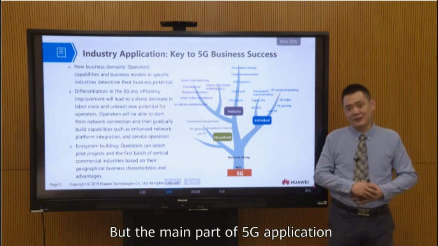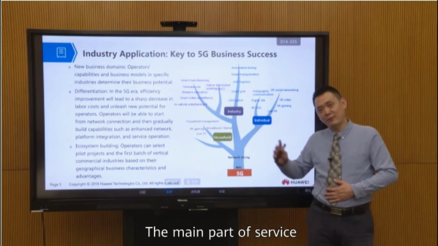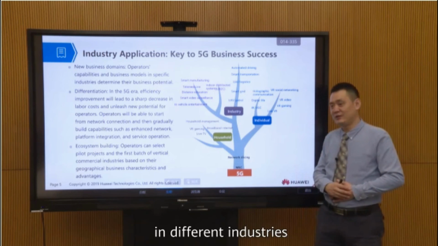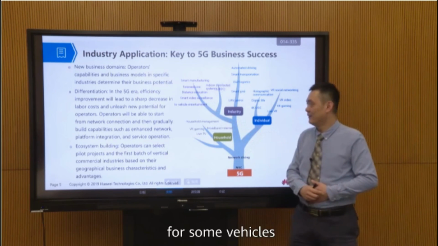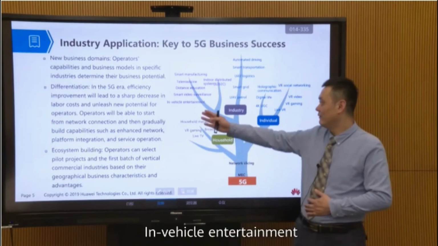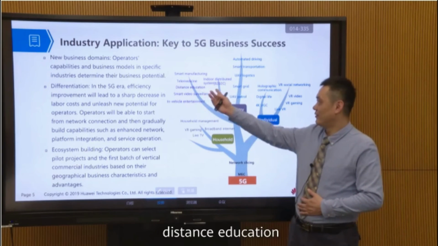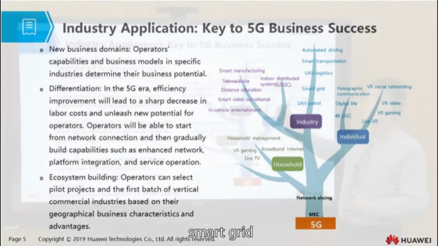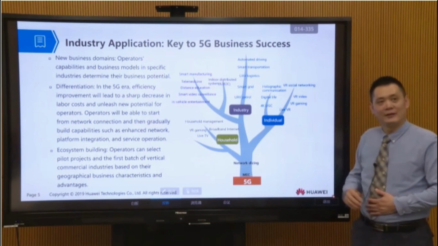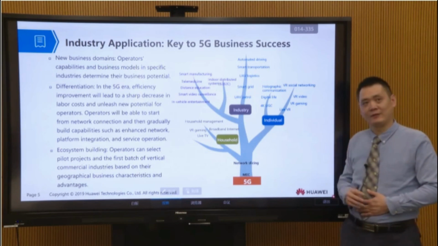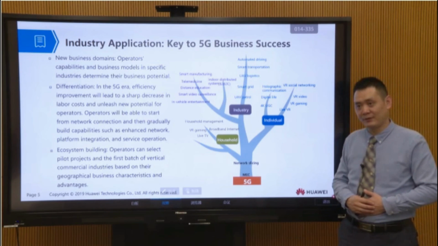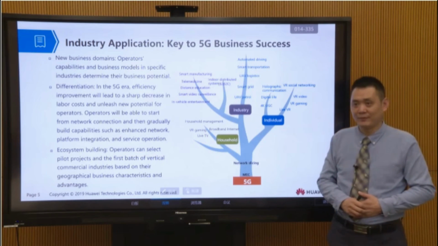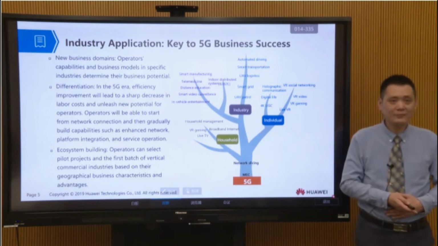But the main part of 5G application is not for the home or individuals. The main part of service is for the industries. There are more and more applications in different industries. For example, for some vehicle, okay, Internet of Vehicle, in-vehicle entertainment, distance education, smart ring, like this UAV patrol, smart grid, smart transportation, and automated driving. Such applications will be the main part of 5G, okay? And is the key for 5G business success. Okay? And later, we will just elaborate the application in different industries, okay? So this is about the industries for 5G success.